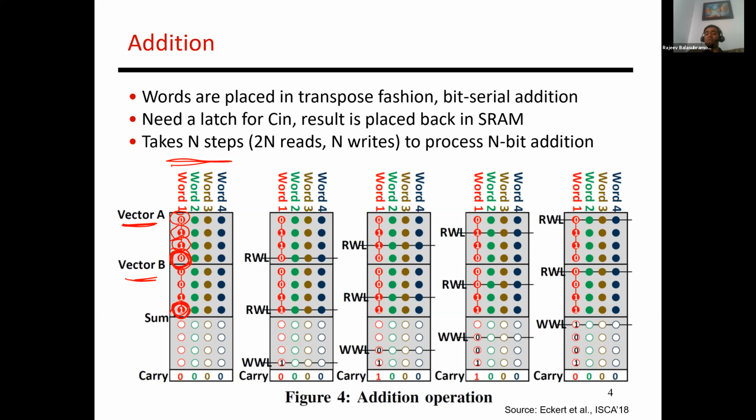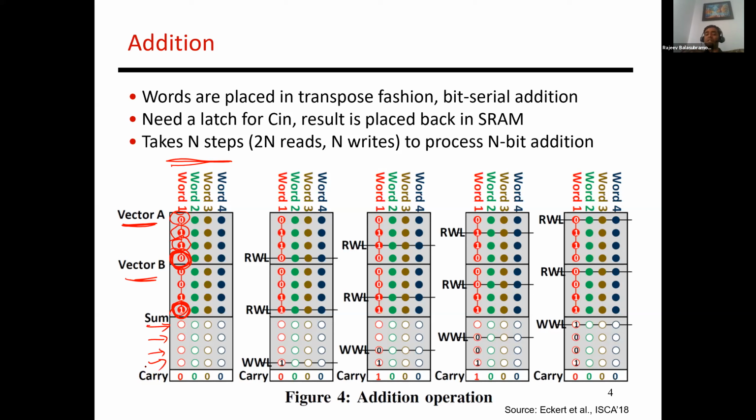So the carry out is stored in a latch that is next to the sense amplifier, whereas the sum gets written back into the SRAM cell. Right, so essentially you have the result that is produced, and then you use a normal write operation to write the result back into one of these rows. Right, so that's these rows over here that are reserved to store the outcome of your addition.